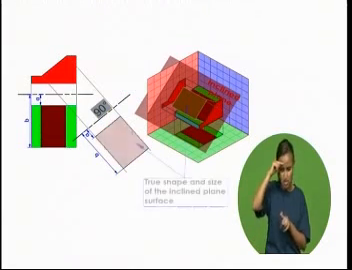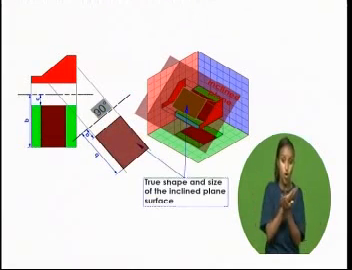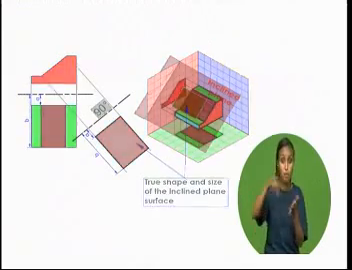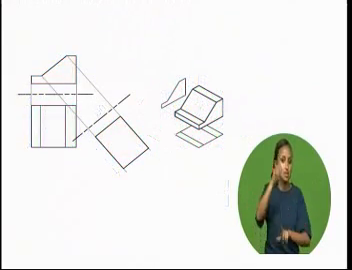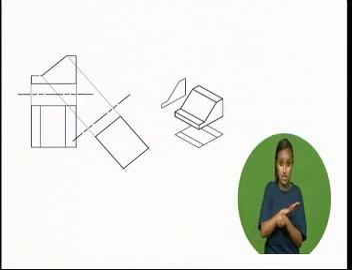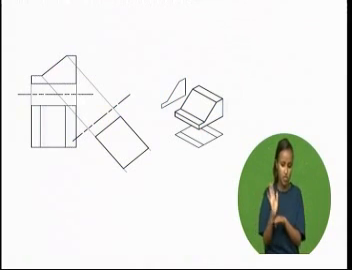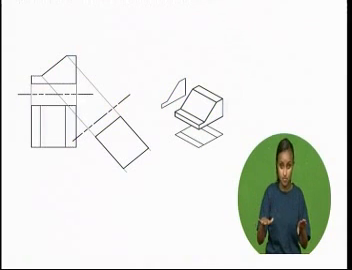Finally, darken all object outlines of the primary auxiliary view and erase all projectors and reference lines. The completed primary auxiliary view shows the true shape of the inclined surface.